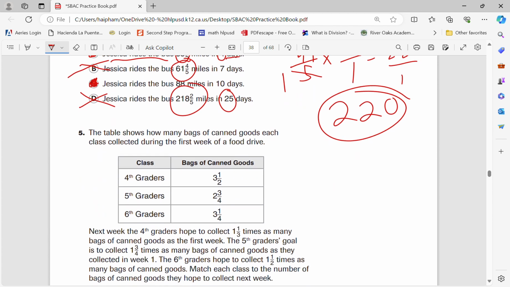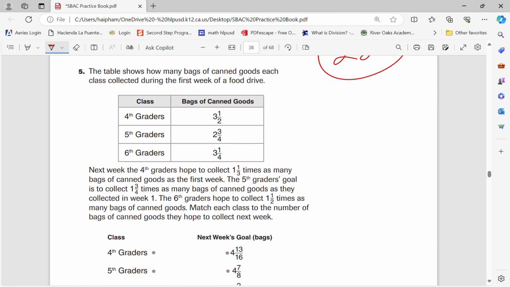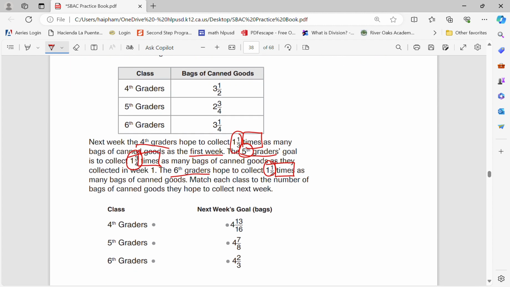Moving on to number 5. The table shows how many bags of canned goods each class collected during the first week of a food drive. 4th grade collected 3 1/2, 5th grade collected 2 3/4, and 6th grade collected 3 1/4. Next week, the 4th grade class hoped to collect 1 1/3 times as many as they did from the first week. The 5th grade class hopes to collect 1 3/4 times as much. And the 6th grade class hopes to collect 1 1/2 times as much as they did. Match each class to the number of bags of canned goods they hope to collect next week.